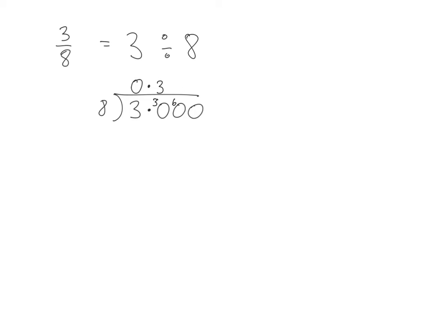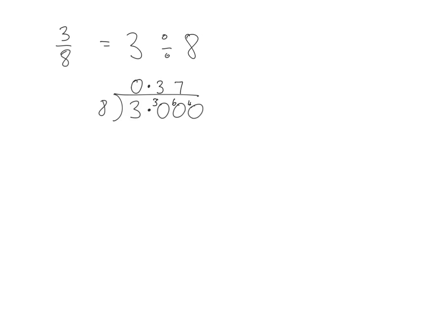So what have I got? 8 5s are 40. 8 6s are 48. 8 7s are 56. And 8 8s are 64. So 64 is too high. So it's 8 7s. So I've put a 7 here for 56. And that leaves me with a remainder of 4.